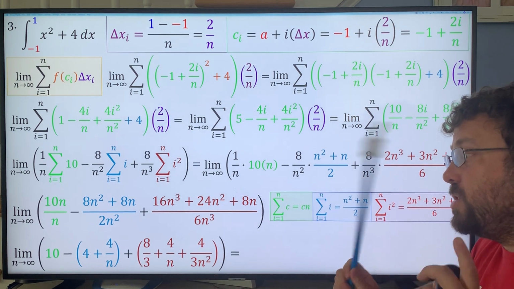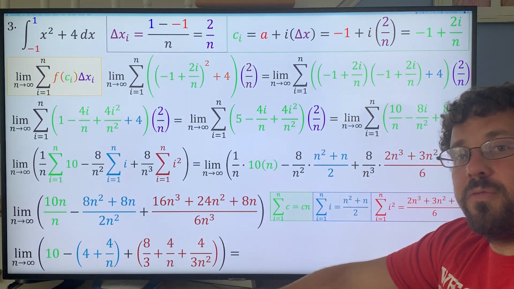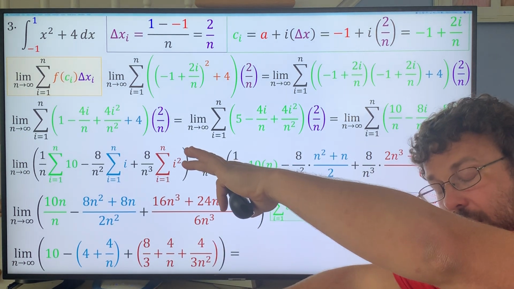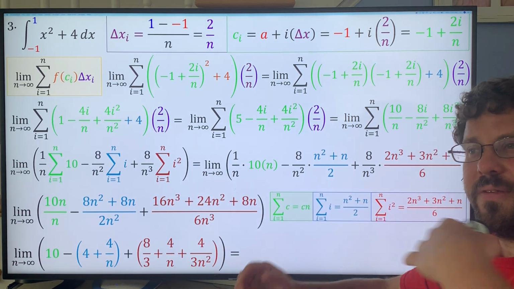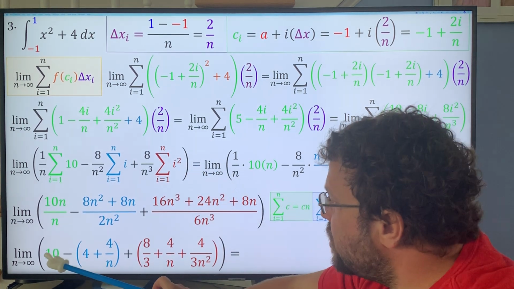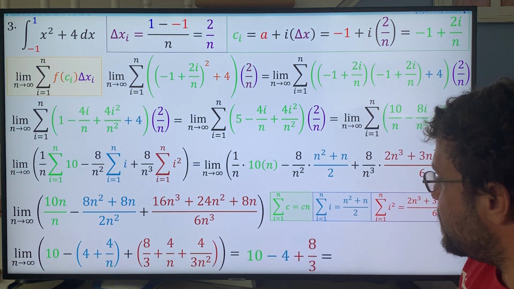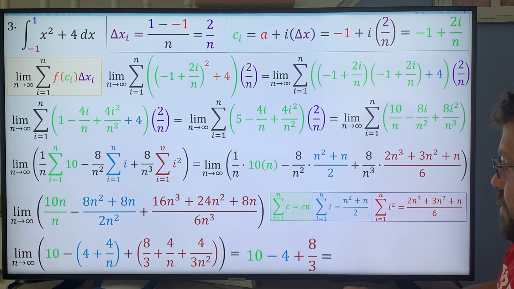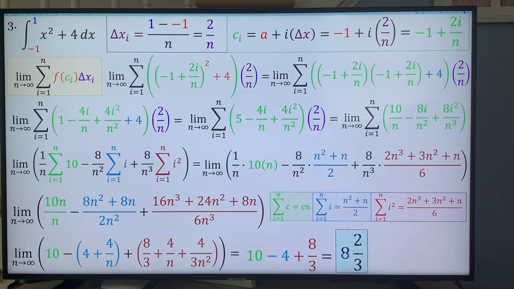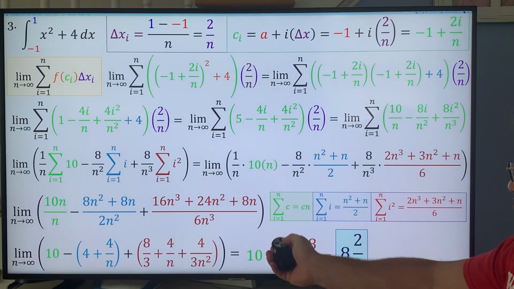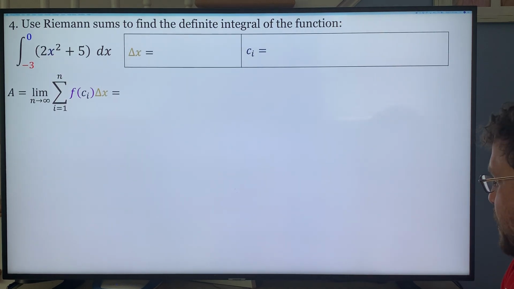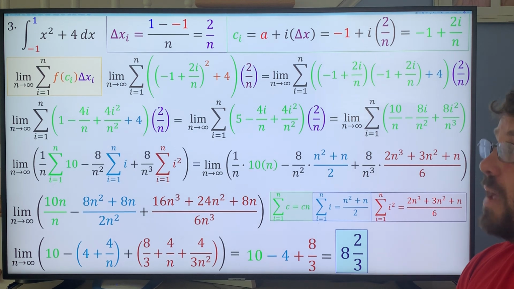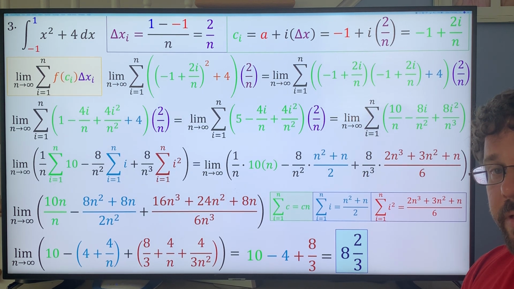Now the most important part here is, since n is approaching infinity, the rule is anytime you have infinity or negative infinity as a denominator and a number as a numerator, your answer is 0, because anything divided by infinity or negative infinity equals 0. So anything here becomes zeros. So you're left with 10 minus 4, 0, plus 8 thirds, 0, 0. 10 minus 4 plus 8 thirds is 8 and 2 thirds, 26 over 3, 8.67, all excellent answers.